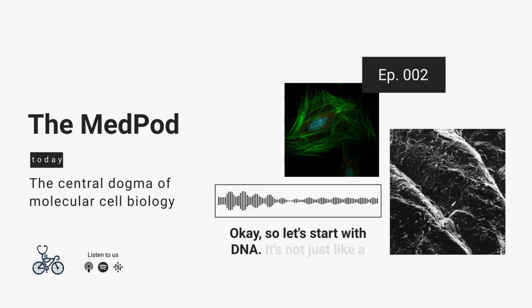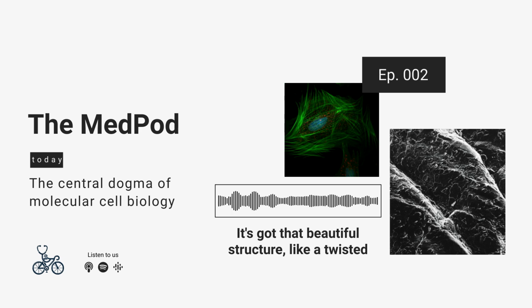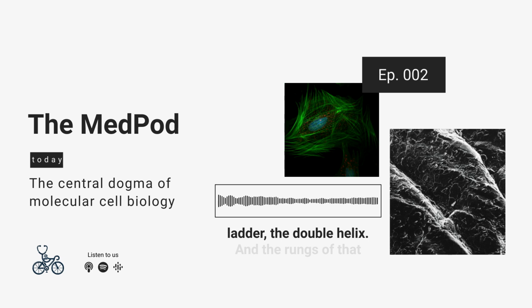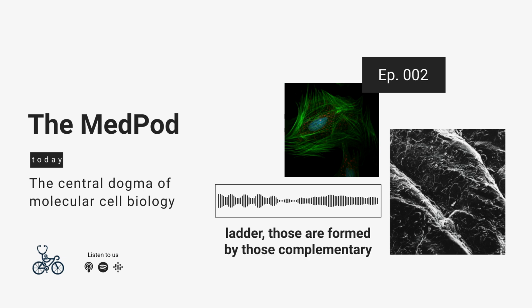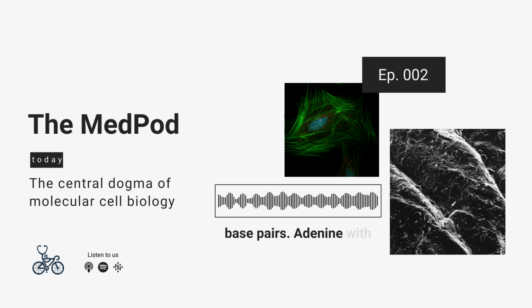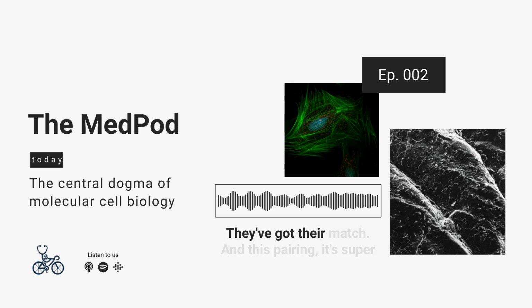Let's start with DNA. It's not just a random pile of nucleotides. It's got that beautiful structure, like a twisted ladder, the double helix, and the rungs of that ladder are formed by complementary base pairs, adenine with thymine, and cytosine with guanine. The famous ATCG. It's kind of like they're dancing, each with a specific partner. They've got their match.